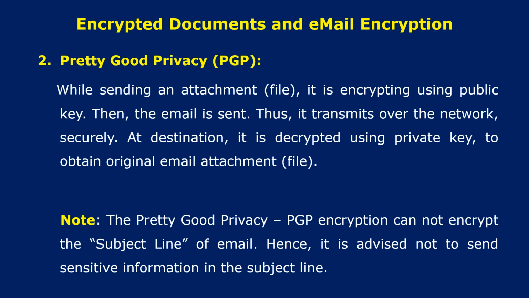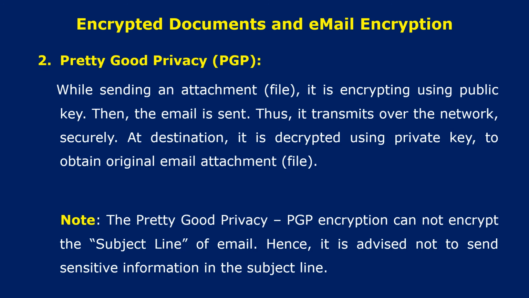But the very important point that is to be remembered in case of a pretty good privacy is the pretty good privacy encryption cannot encrypt the subject line of email. So we need to remember this point very carefully. The pretty good privacy cannot encrypt the subject line of email. All other things it is capable of encrypting, but subject line it cannot be encrypted using this pretty good privacy.